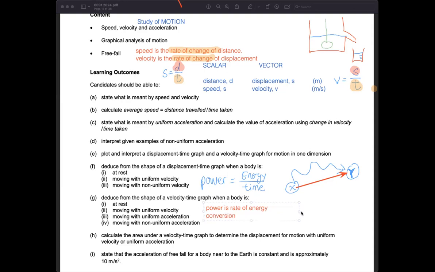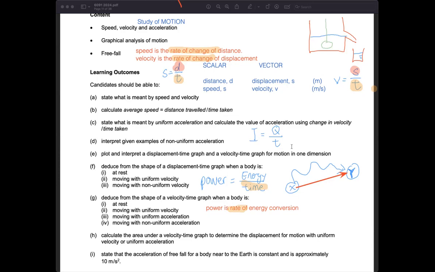Is that clear? So can you see the pattern here? When you see divide by time, you will use the words rate of something. Clear? I give another example. Okay, how about this example? Current, I, is equal to charge over time.